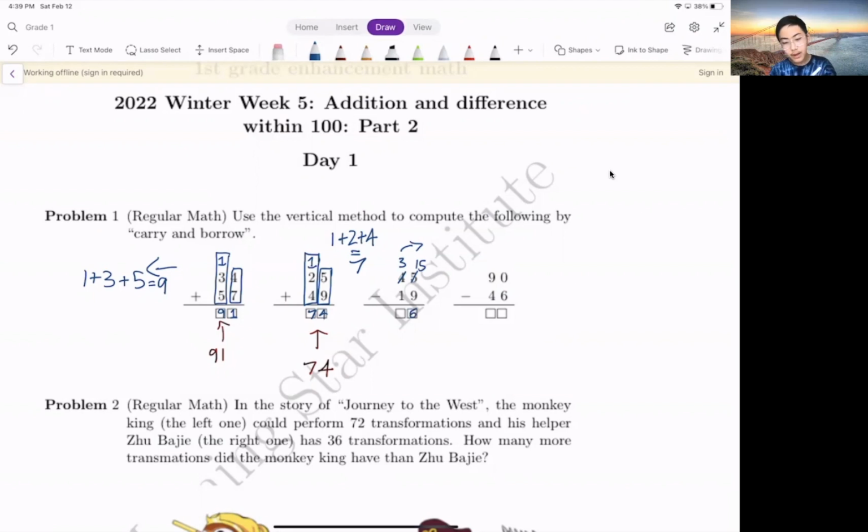And then we move on to the left side. 3 minus 1 is 2. So you write 2 in the left box. So therefore, the third equation should be 26.